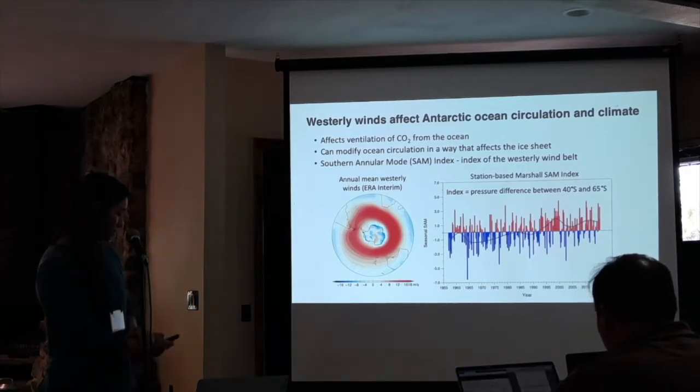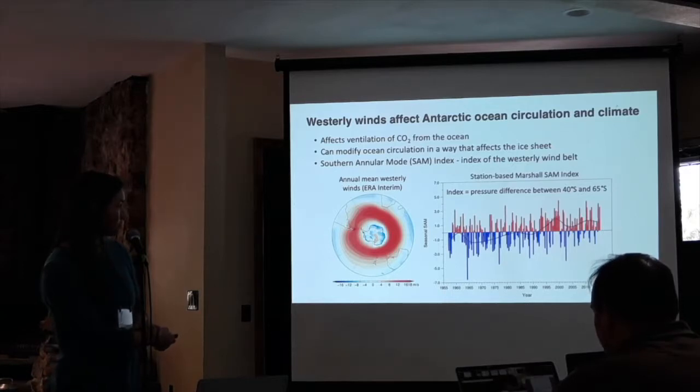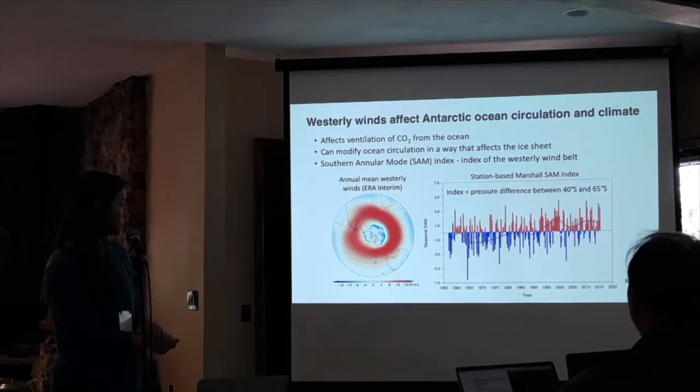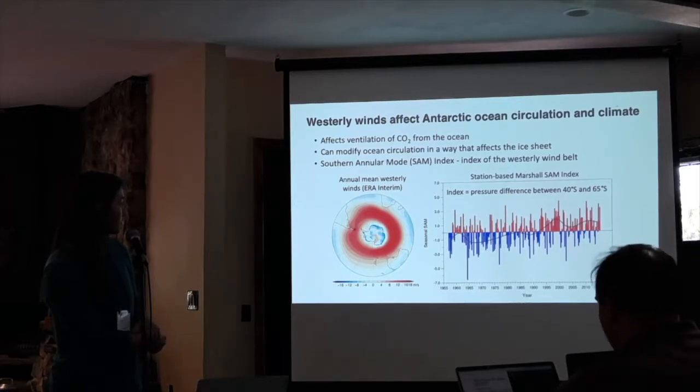So this plot on the right is showing the station-based SAM Index that we have available starting in 1957, and you can see that there is a bit of a positive trend here, meaning that this westerly wind belt is starting to contract around Antarctica.